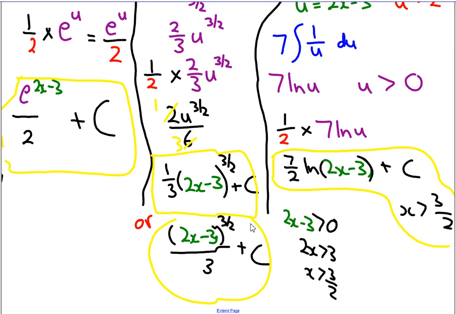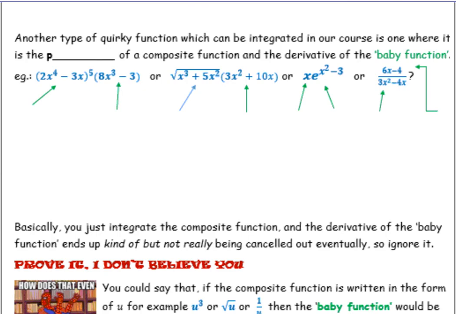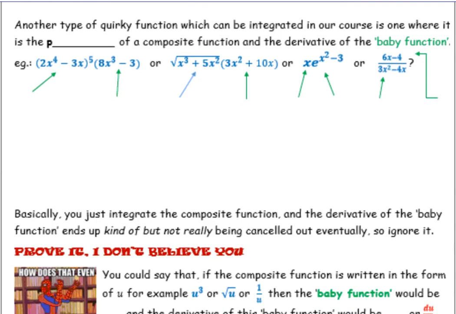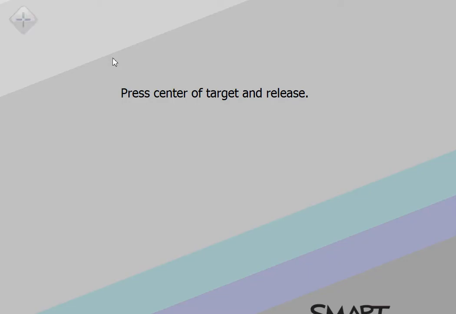So how about that? Now we started talking about other types of quirky functions in the SL course. Another type of quirky function which can be integrated in our course is one where it is the product. Yeah, product, remember, is the answer to multiplying.